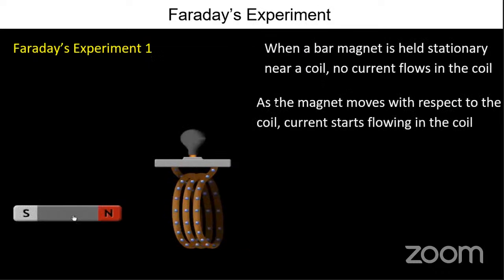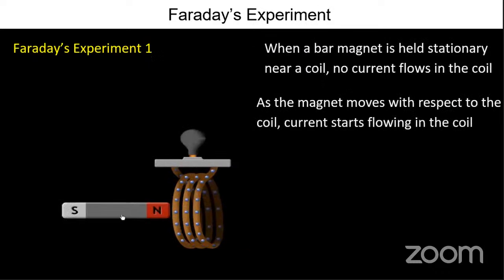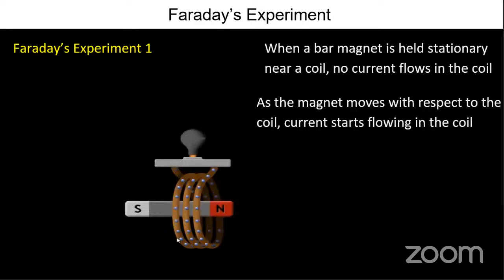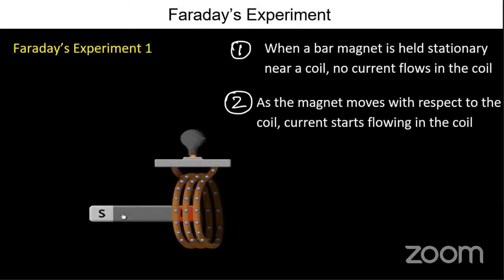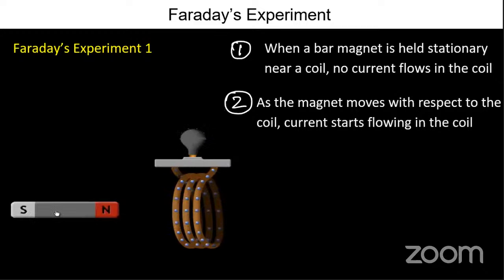This was the first statement which he gave. The second statement which he gave was, as the magnet moves with respect to the coil, there will be some flow of current. He observed this when the magnet was moved; there was some current inside the coil. So then he gave this theory, Faraday's law.